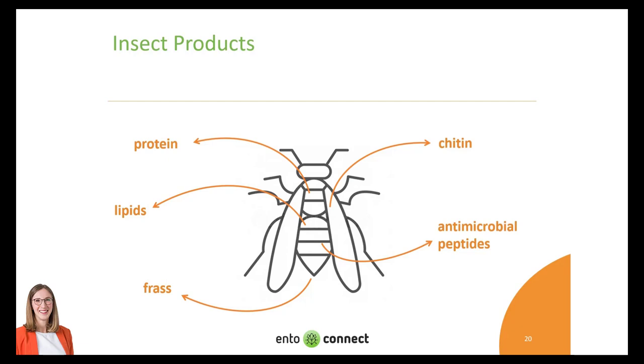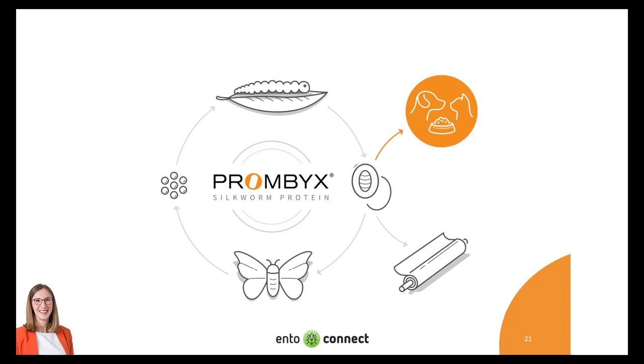Next step, please. And last but not least, I will give you a short introduction to what I do with my company, Prombix. We work with silkworms, as already mentioned, and we utilize byproducts of the silk industry. At the point where you have the cocoon and the pupae inside, the cocoon is used for silk production. And we use the pupae inside to process them into ingredients for animal feedstuff and thereby utilize this byproduct.